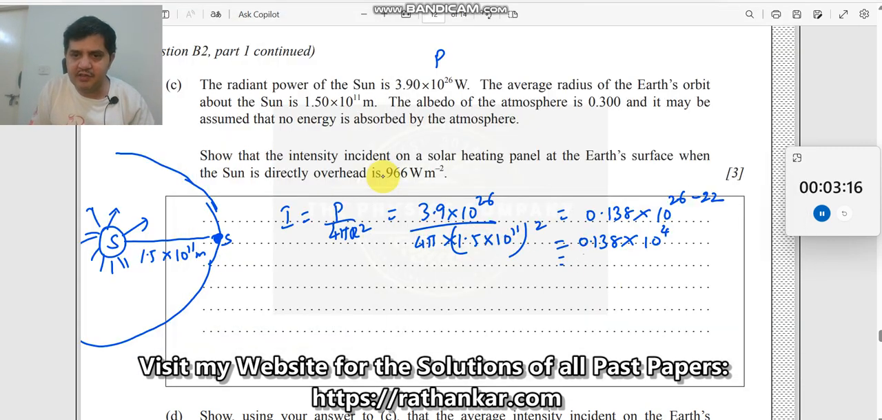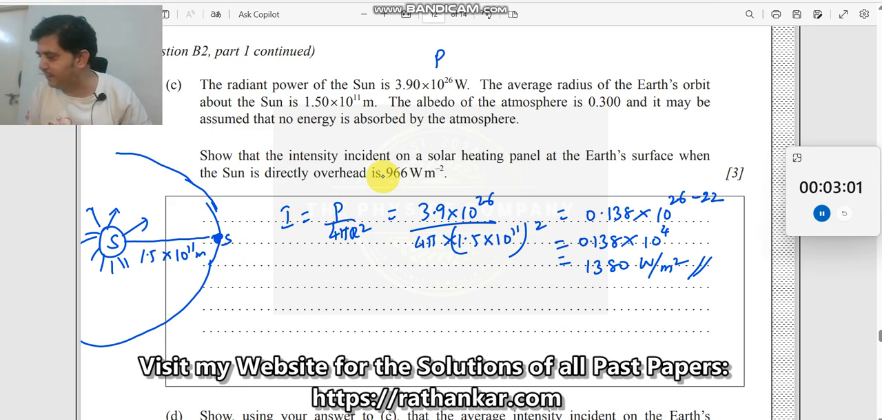Okay, so this should be around 1380. 1, 2, 3, 4. Okay, 1380 watt per square meter. What is this now? This is the amount of intensity of the radiation falling on the Earth's surface. Okay, this is what we got.